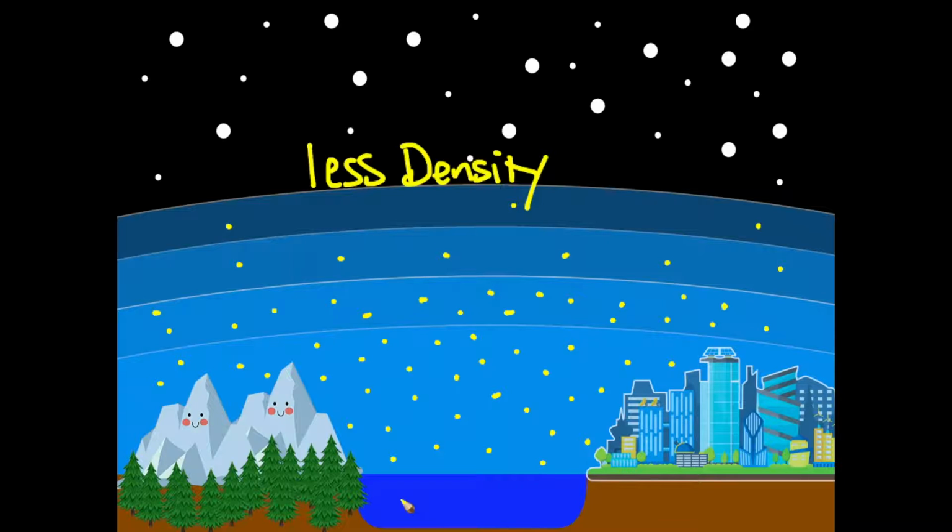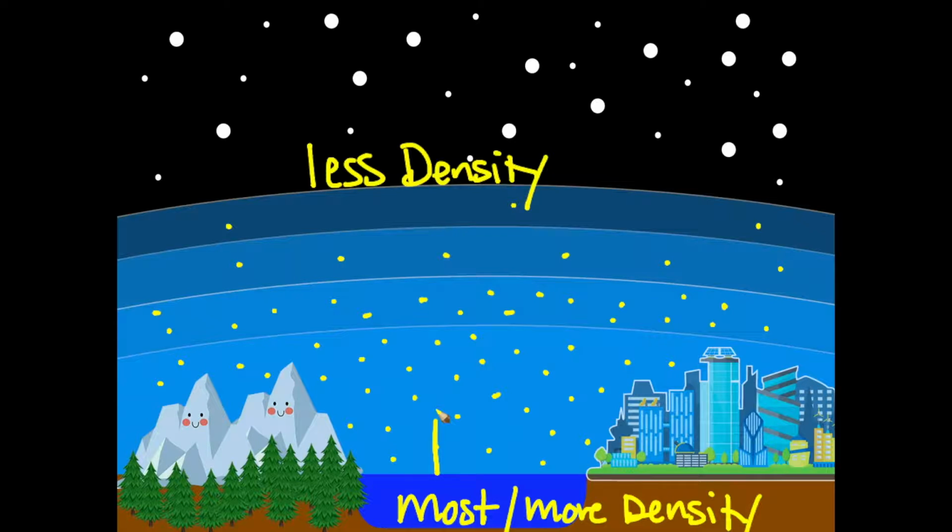And down in the troposphere, we're going to have more density of molecules here. We can see in this layer, we're going to have the most gas molecules. And then as we get up by the thermosphere, we're going to have the least amount of molecules. So it's really important to keep in mind that as we go up the atmosphere, the density is going to decrease.